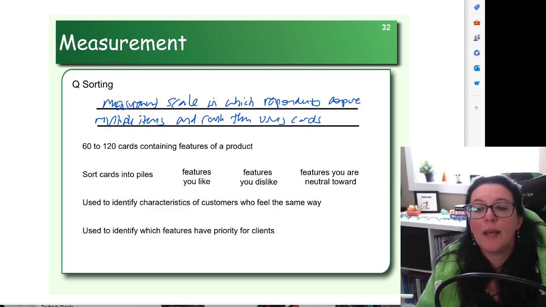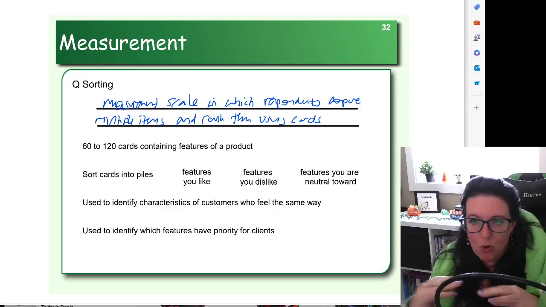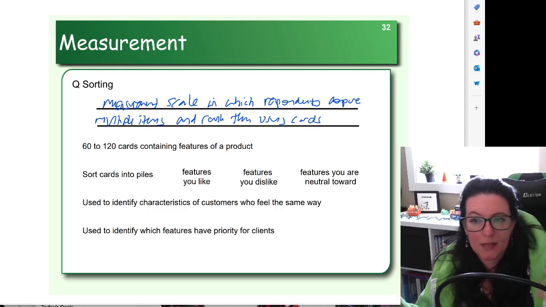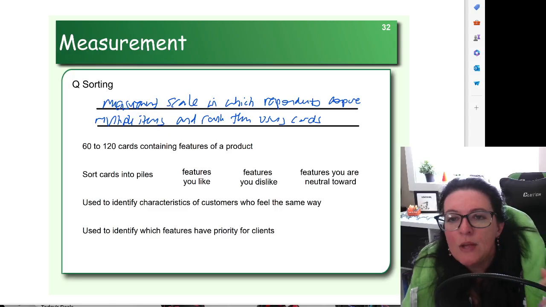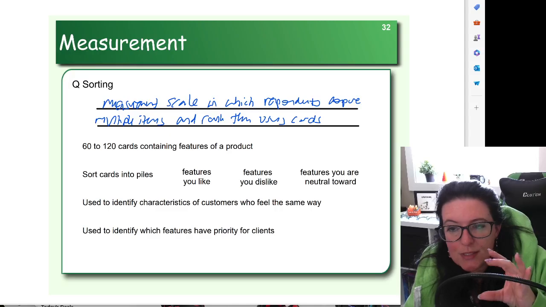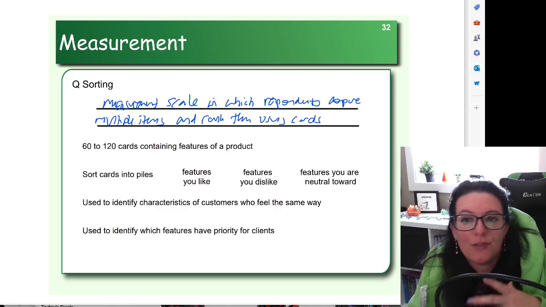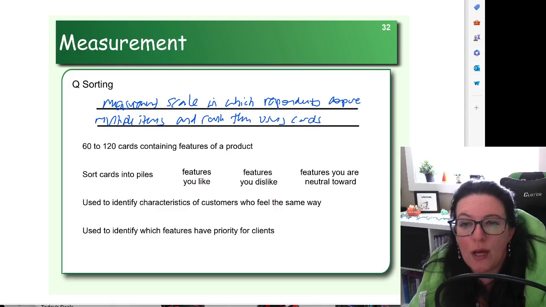So let's suppose we want to get some feedback on the features of an F-150. We have 60 to 120 cards that all feature different aspects of the vehicle, from the different colors to the Bluetooth to heated seats and so on. The way Q sorting works is that we would provide the respondent with the stack of cards, and they would first sort the cards into piles: features they like, features they don't like, features they're neutral about.